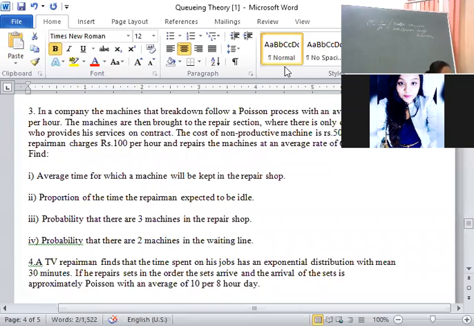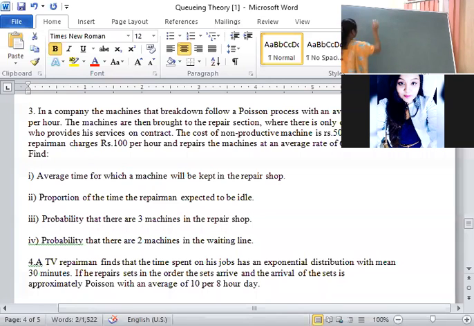Clearly, they have mentioned arrival rate is given in terms of hour, service rate is given in terms of hour. Then you know the average time for which a machine will be kept in the repair shop. Shop is the server. Lambda is given, 4 per hour. Solve the first question. Remember the formulas.